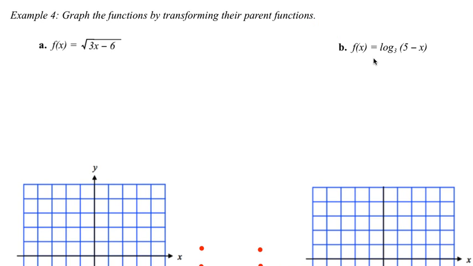Our last examples here say graph the functions by transforming their parent functions. Well, the first one, letter A, we have the square root function. So the parent function is y equals the square root of x. What we would have to do first here is factor inside the radical. So we could factor out a 3 from both terms. So we get 3 times x minus 2 in parentheses.